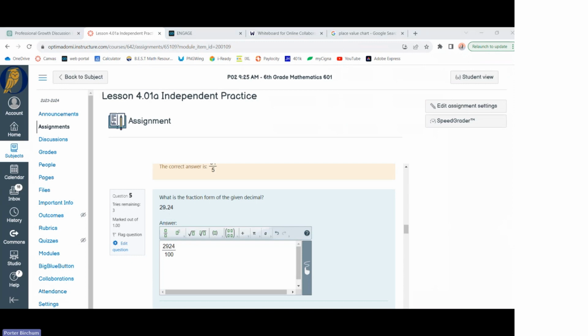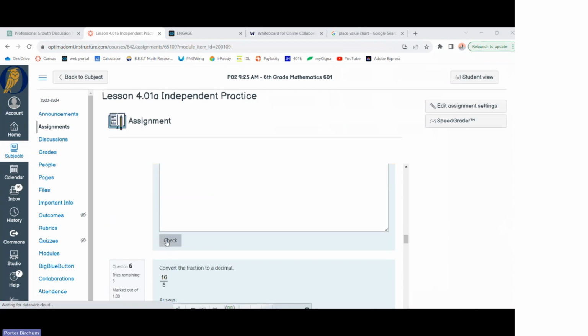And I can check my work for this question by using a calculator. You can't see my calculator, but I'm typing 2,924 divided by 100 into my calculator, pushing the equal button, and it gives me 29.24. So if I do top number divided by bottom number, I get 29.24. So I know my answer is correct.